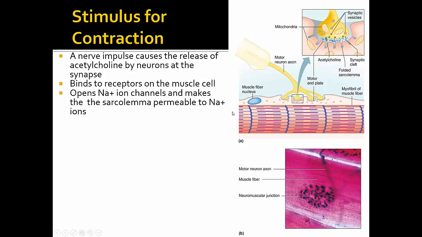That is, if you remember, a type of facilitated diffusion, an ion channel. So entry of the sodium into the sarcoplasm stimulates a muscle impulse. Okay, so we've had a nerve impulse, which is an electrical signal traveling down the nerve, and now we have a muscle impulse, which is an electrical signal, and you're like, electrical, what?